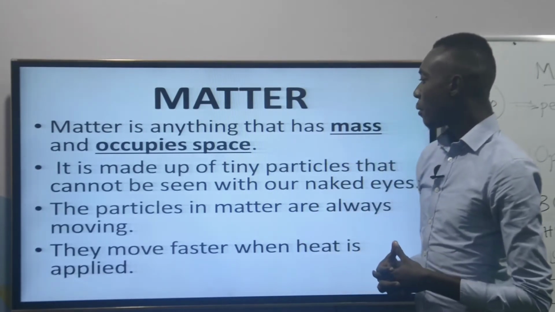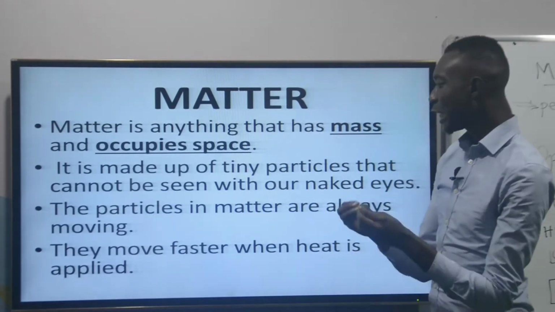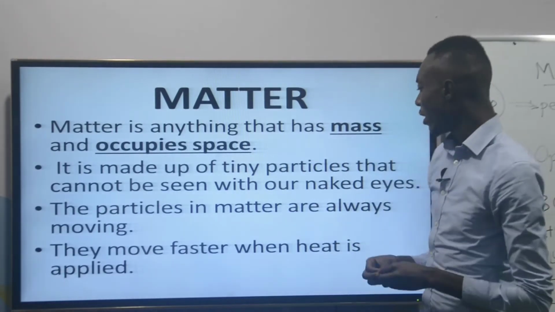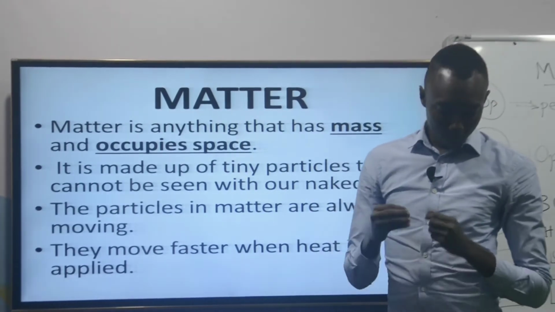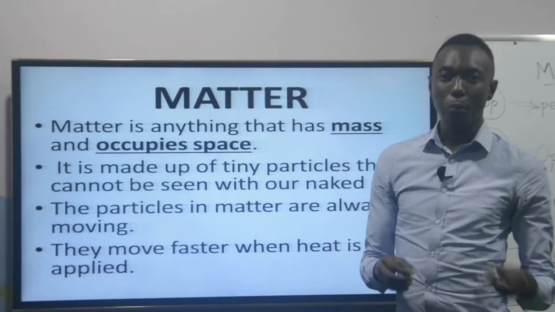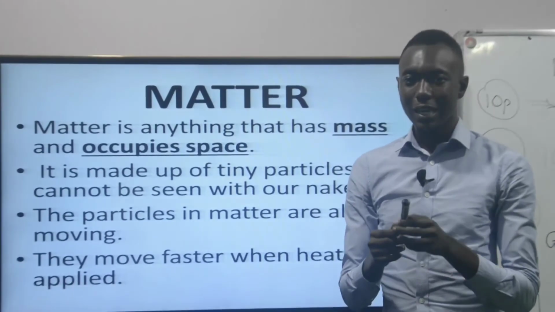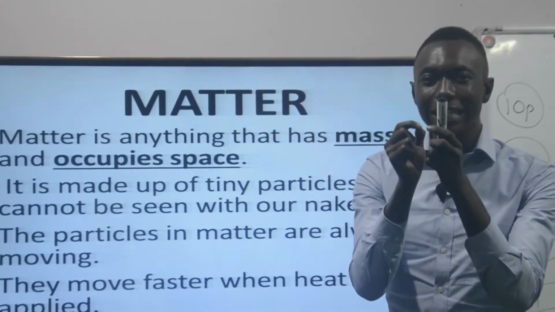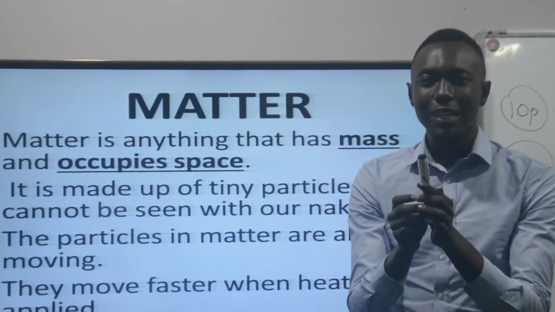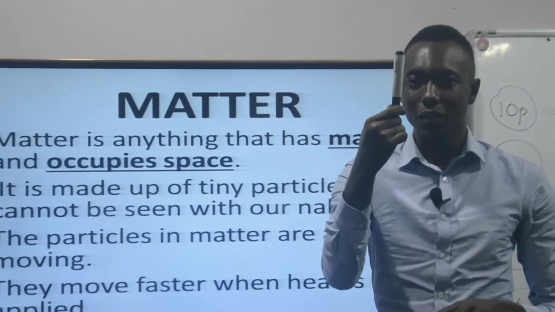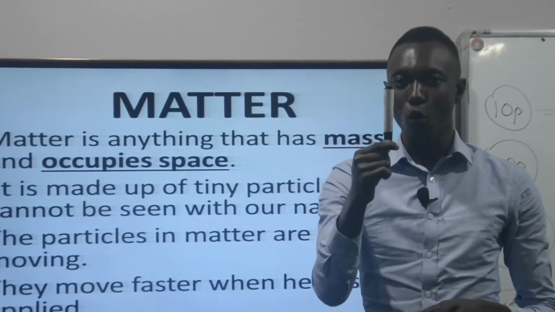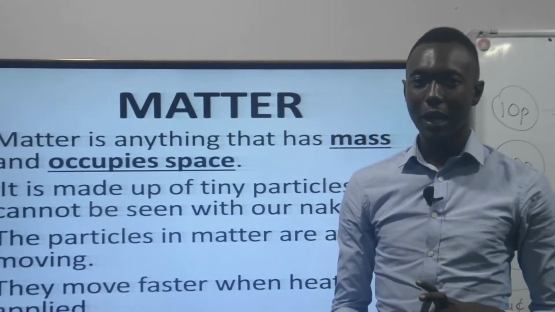Matter is made up of tiny particles that cannot be seen with our naked eyes. For instance, when we pick something like a board marker, it is made up of tiny, tiny particles that we cannot see with our naked eyes before we get this object as a board marker. I hope that is clear.